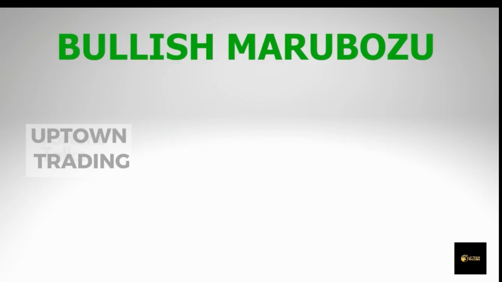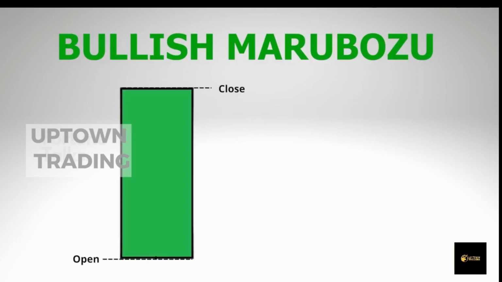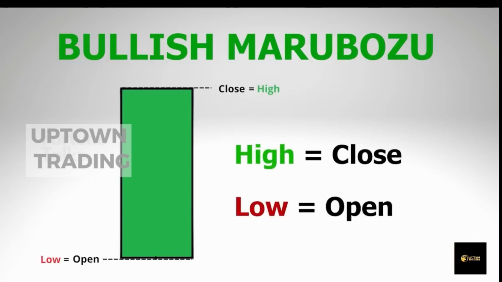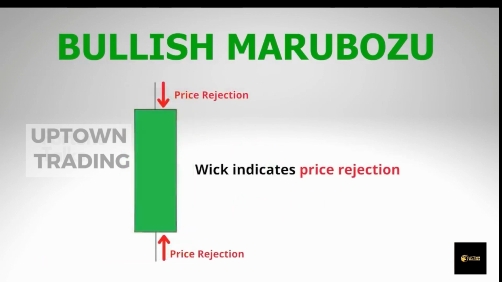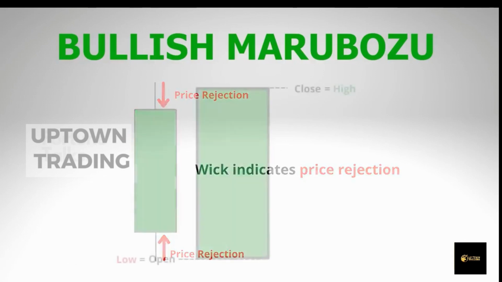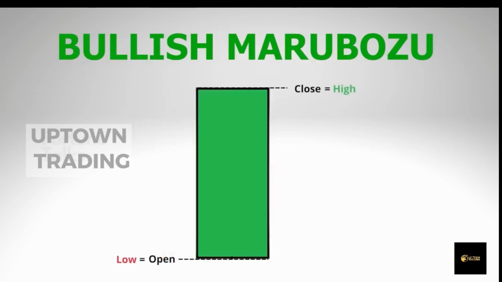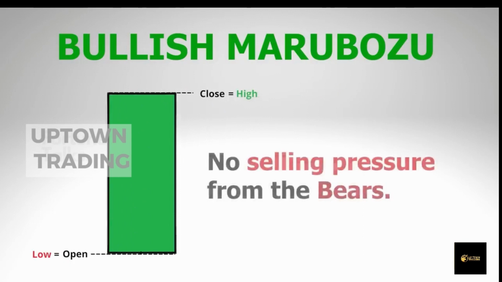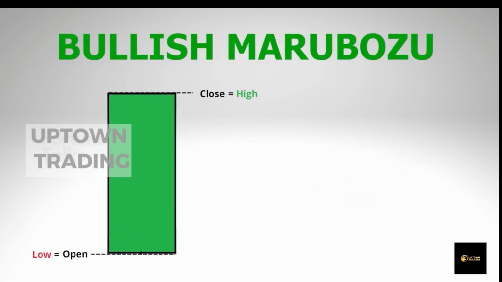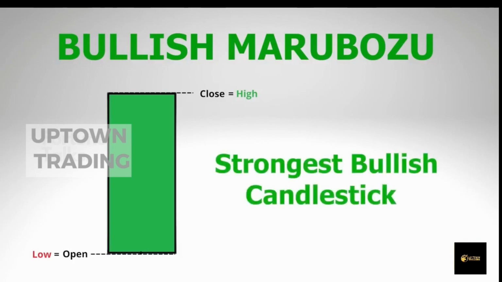The OHLC of the candle is as follows. Since it is a bullish candle, the buyers are under control, so the closing price is higher than the opening price. Since there are no wicks on either side, the high and low prices coincide with the close and open prices respectively. As a rule of thumb, the wick of a candle indicates price rejection or opposition by the opposite party. In case of a bullish marubozu, the open and low prices coincide, and similarly the high and close prices coincide, which means that there is no selling pressure from the bears. That brings us to the conclusion that bullish marubozus are the strongest bullish candles we can find on a chart.